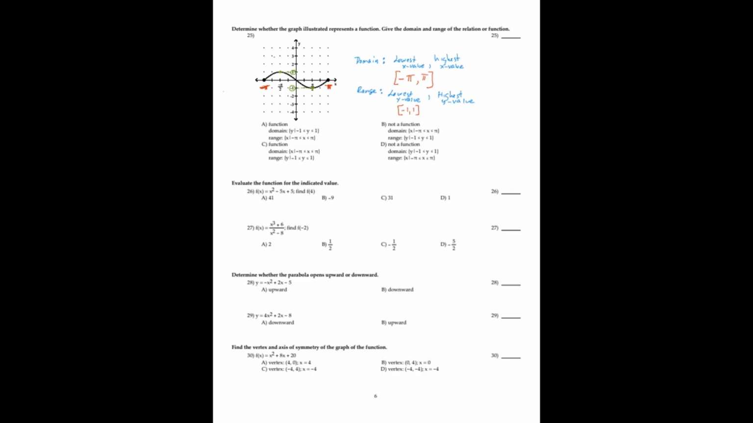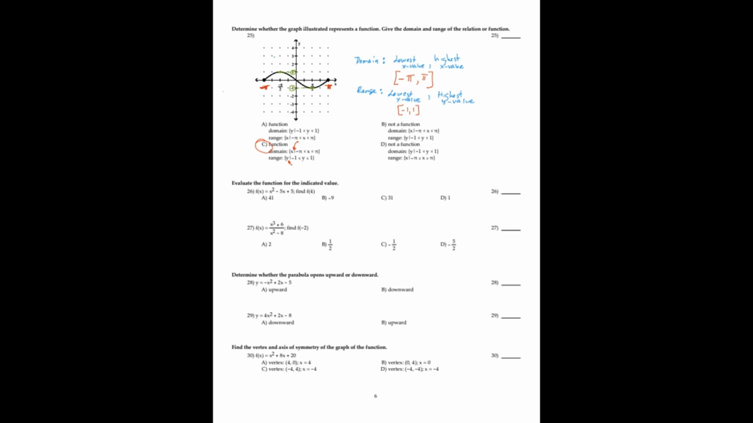The domain is given by the x variable between -pi and pi, including pi and -pi, and it has a range with the y variable, right? And it's between -1 and 1, including -1 and 1. So what is the right answer? This is the right answer.